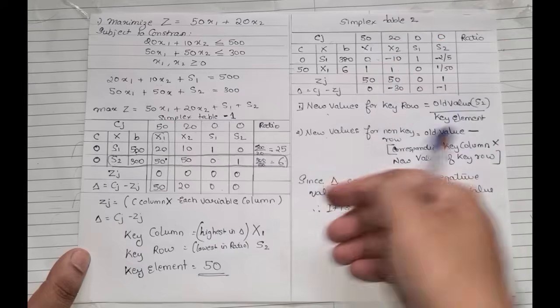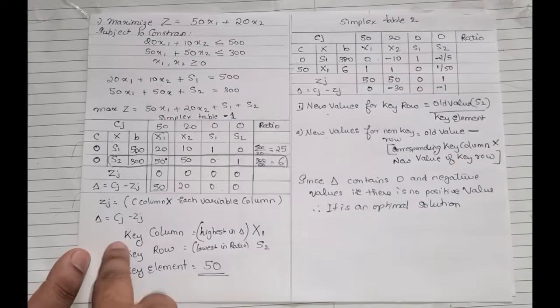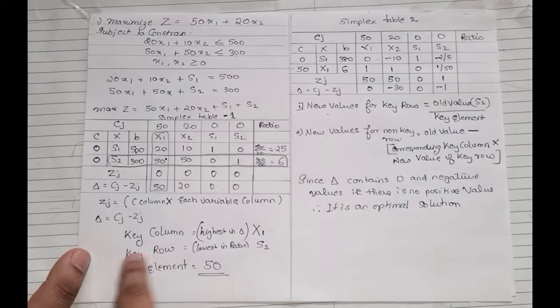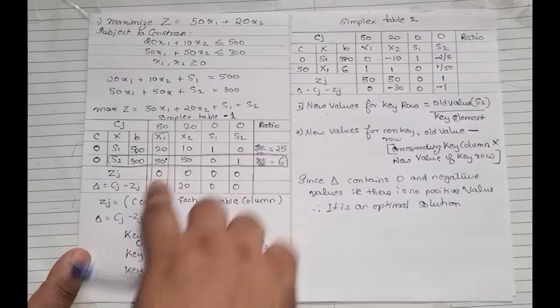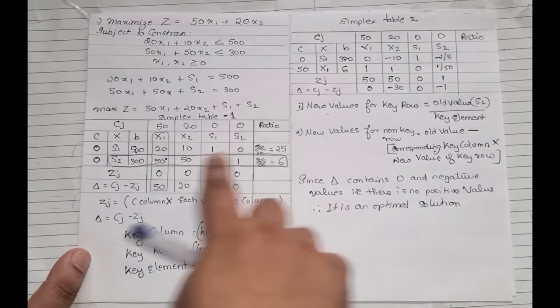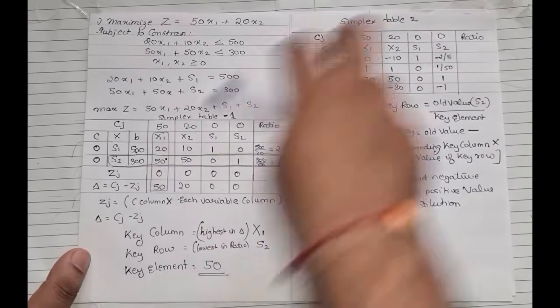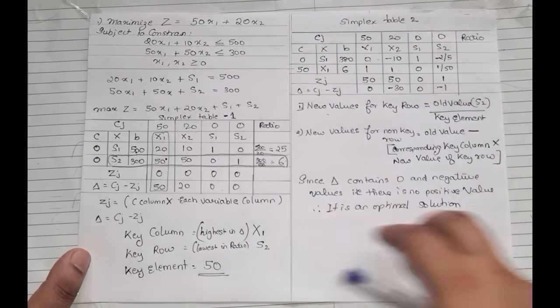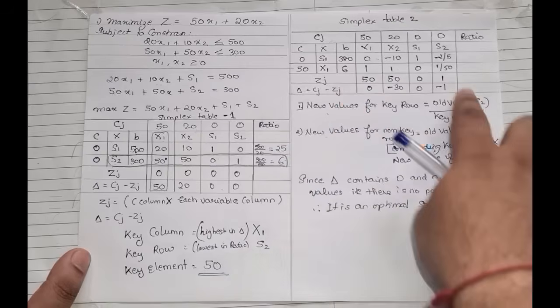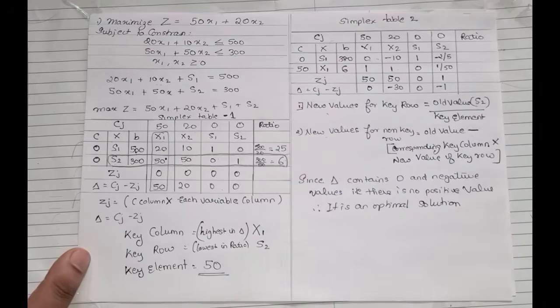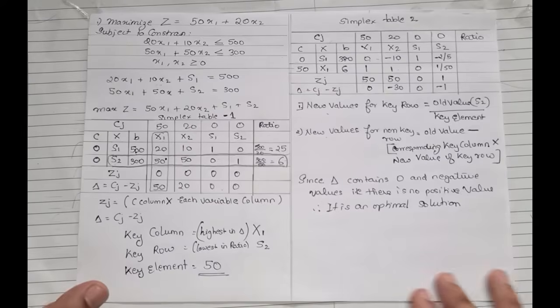If you would have got a positive value, then the same steps would have been repeated. You would first find the key column, key row, and key element in the second table. Then we'll again do the marking with the ratios, get the new key element, and make a new table. So we'll have simplex table number 3, same procedure, new values, and again you check whether you're getting negative or positive. If it is positive, it repeats. If negative, the sum gets over there itself.